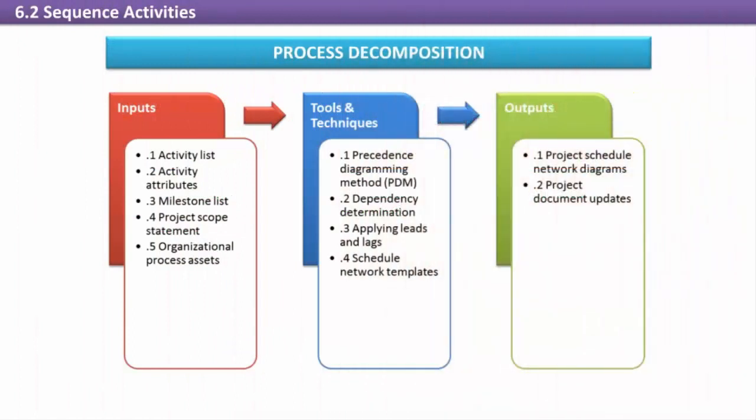Sequence activities. The sequence activities process puts the activities in the order they need to be performed. This process is not concerned with when the activities will occur on the project timeline, just in what order. Properly sequencing activities involves determining the dependencies and relationships between activities and applying leads and lags. Activity sequences are shown through project schedule network diagrams, which are schematics showing the order and relationships of project activities.